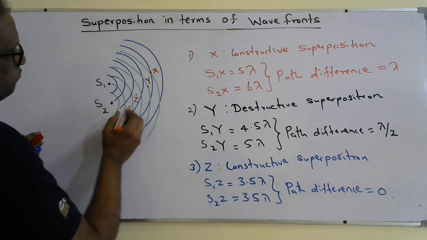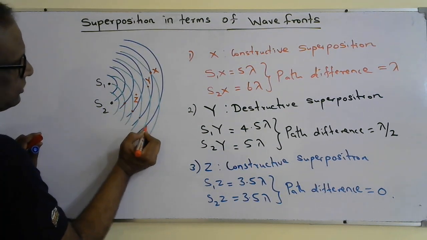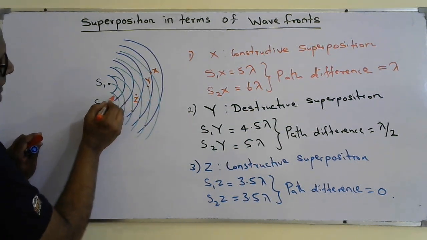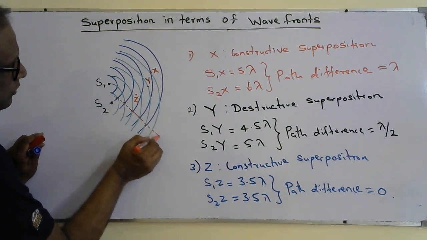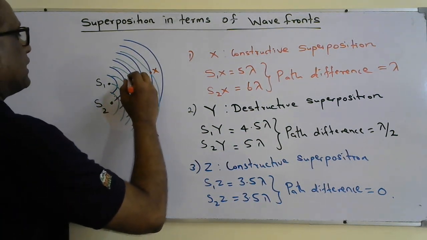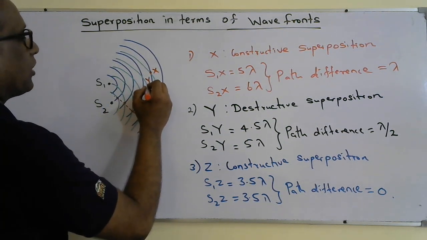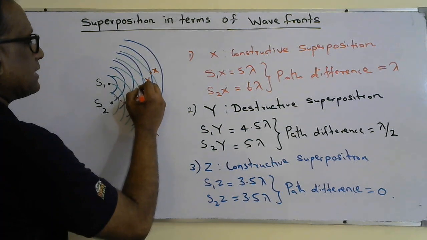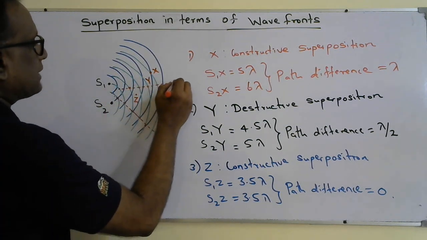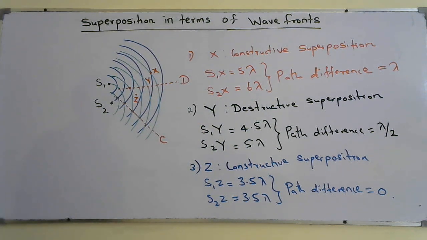crest and trough overlapping, crest and trough, crest and trough, crest. So along this line, there will be constructive superposition. Same way, along this line, when we consider this point where we got destructive, this point, this point, along this line there will be destructive superposition. Along this line, constructive superposition occurs.